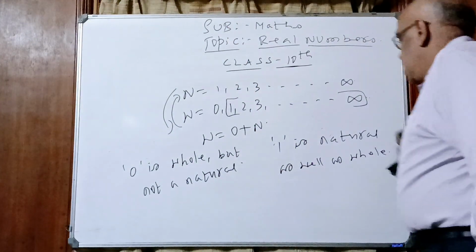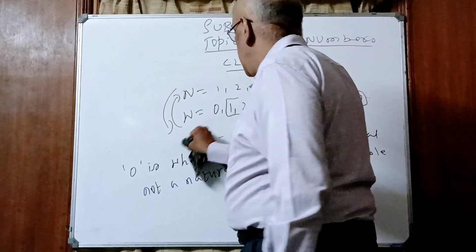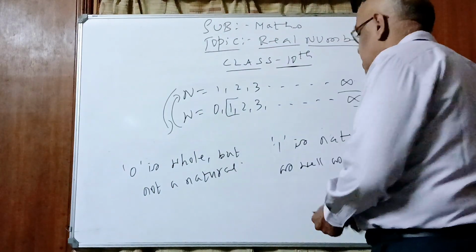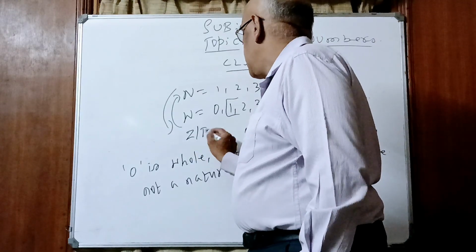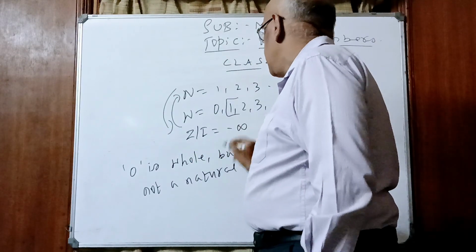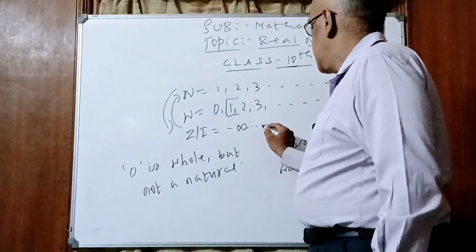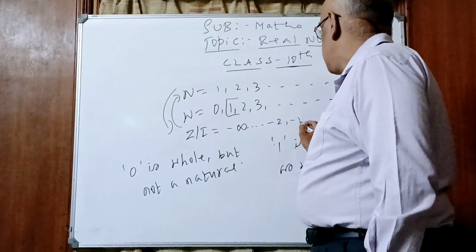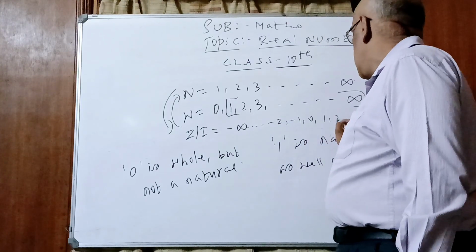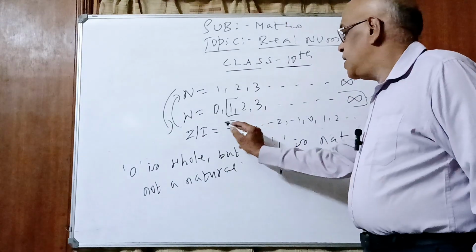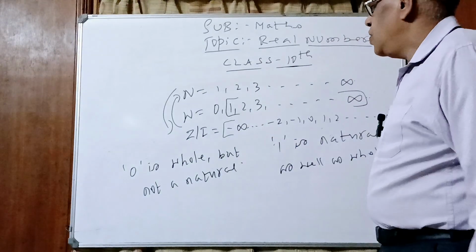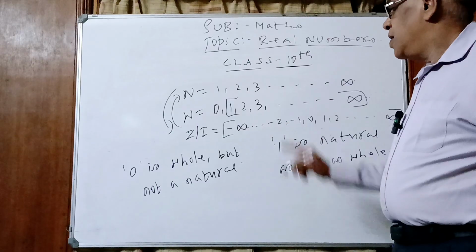So same thing you can say for what? Welcome to integers, denoted by Z or I. They go from minus infinity, minus 2, minus 1, 0, 1, up to infinity. This set of numbers. So see here, minus 2.